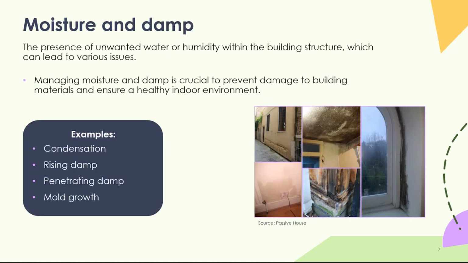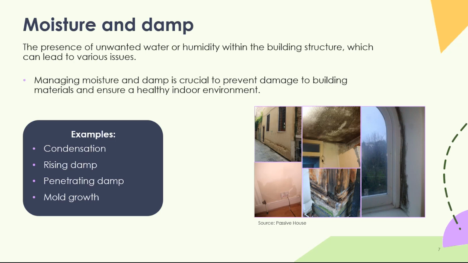Another key area of risk to consider is moisture and damp. That's simply the presence of unwanted water or humidity within the building structure. And you can see what that leads to in some of those pictures on the slide. I think that top left one in that little gallery is rising damp. There's a very moldy ceiling in the middle at the top, and then around the windows on the right you can see that damp and mold built up, probably from excessive condensation because it's a cold spot on the building wall. But also things like penetrating damp.